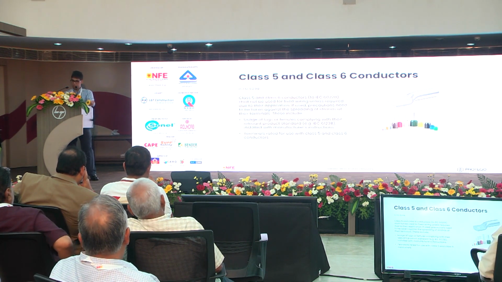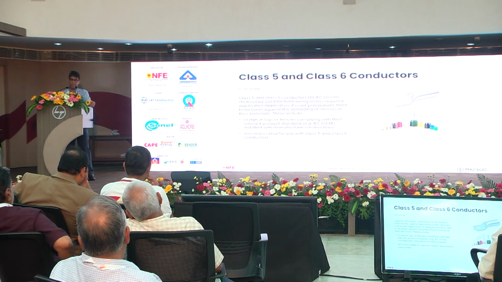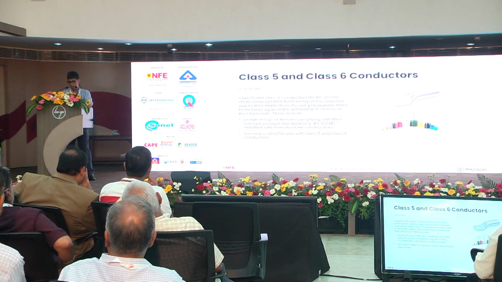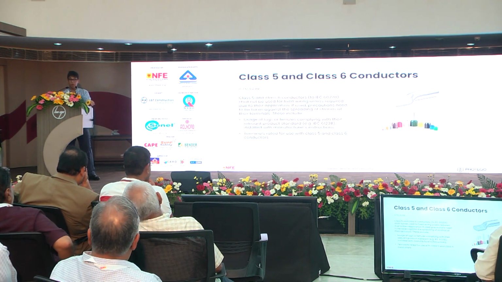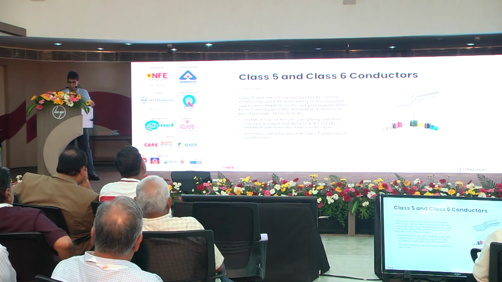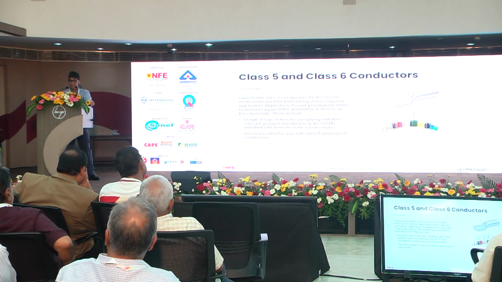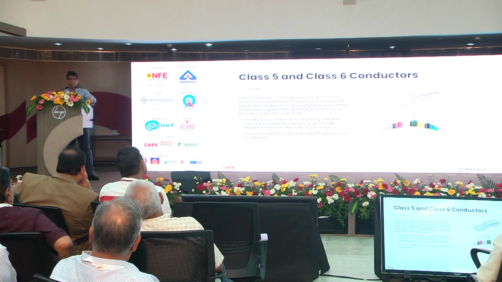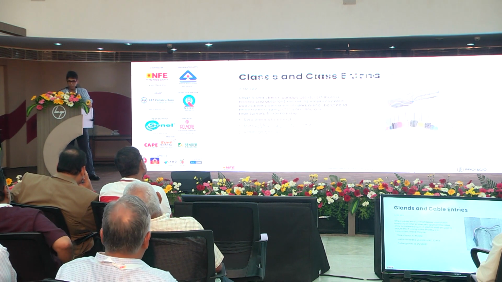If it is in a terminal, a screw terminal, you need a lug, and again the lug has to be crimped with the proper crimping tool, and the lug has to be rated for use with class 5 or class 6 conductors. Or in the case of Wago connectors or cage clamp connectors, these are simply rated for class 5 or class 6 cables, so then no further precautions need to be taken.